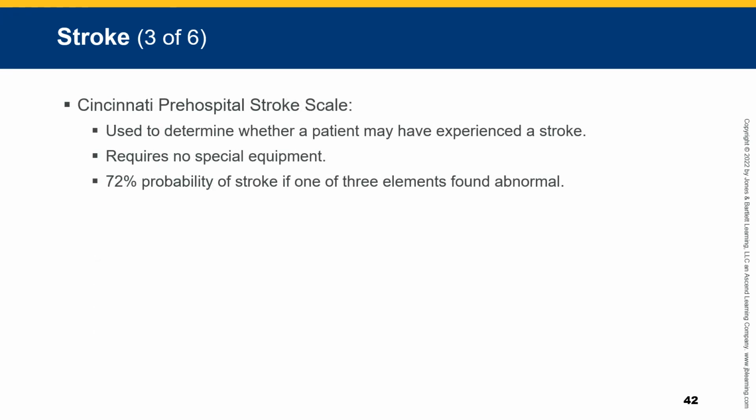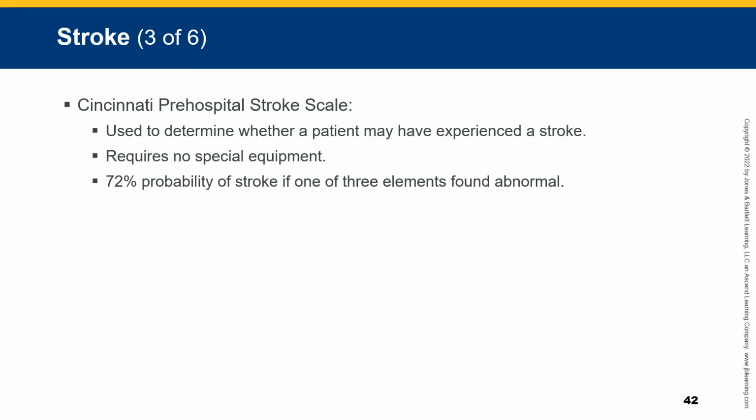The Cincinnati Pre-Hospital Stroke Scale is an easy-to-administer and accurate tool that you can use to determine whether a patient may have experienced a stroke. It requires no special equipment and consists of 3 assessments. The first is the assessment of facial muscles by having a patient smile. You will see a marked difference between one side and the other.